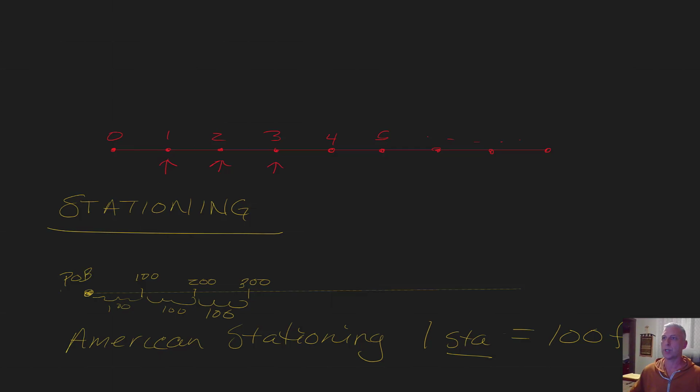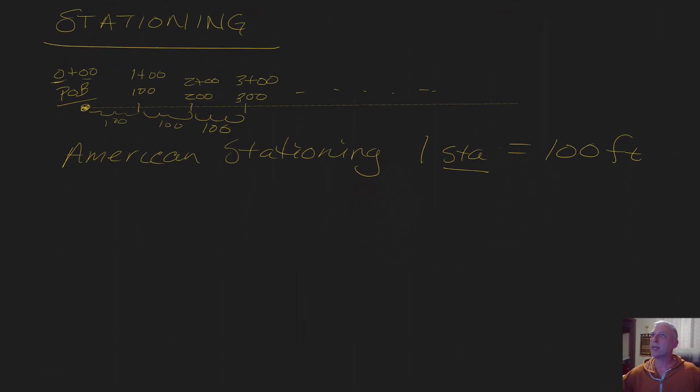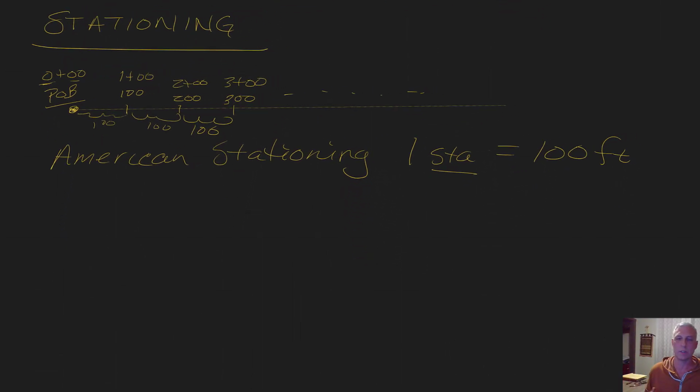Remember, stationing is a distance from some point of beginning, or POB, introducing some terminology here. The POB begins at station 0+00, which means 0 feet. The first station would be at station 1+00, so at 100 feet, and 2+00, 3+00, etc. Super easy. So that's how we talk about distances along a center line.